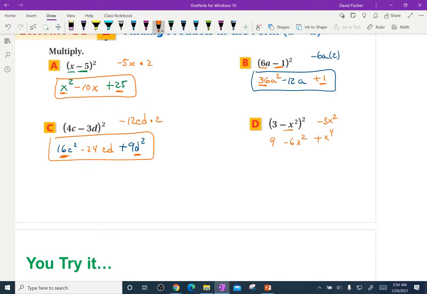But now look, I have to rewrite everything. So sometimes, again, I'll shortcut things. I want to say that's going to be an x to the 4th. I'm going to square this one because really that should be over here, so that's a plus 9. And then my middle term is still going to be a minus 6x squared. Now I have it in standard form already. Okay? All right.